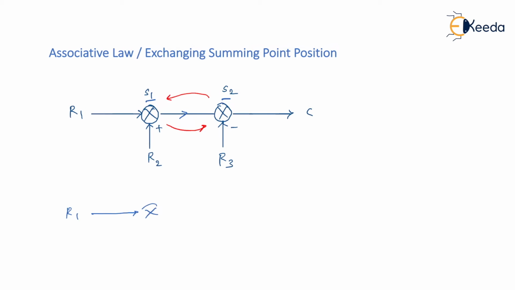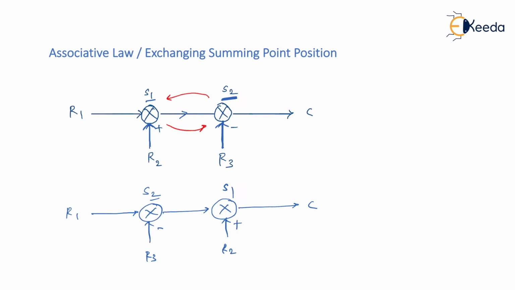R1 is input, but instead of summing point 1, summing point 2 will come. Instead of summing point 2 now, I'll draw summing point 1 here. Output is C. Please remember, whenever you are shifting a summing point, you have to shift it along with its input. I repeat, whenever you are changing the position of summing point, you have to change it along with its original input. So the original input of S2 was R3 with negative sign. So I'll put R3 with negative sign here, and original input of summing point 1 was R2 with positive sign here.